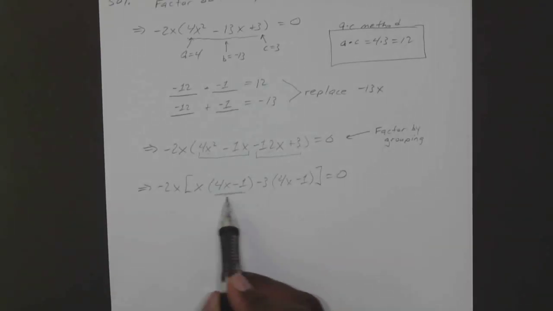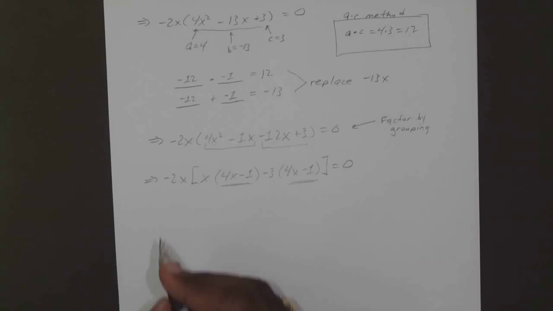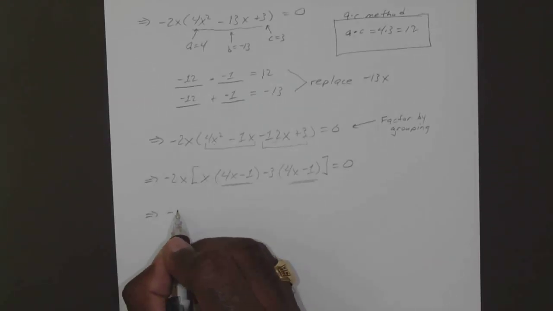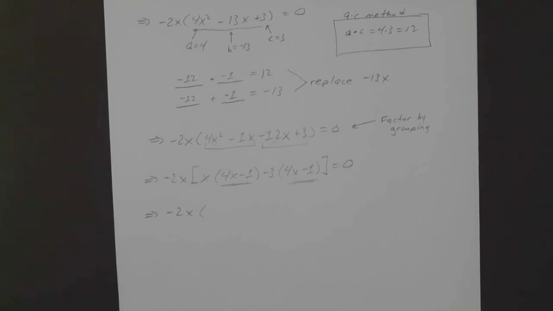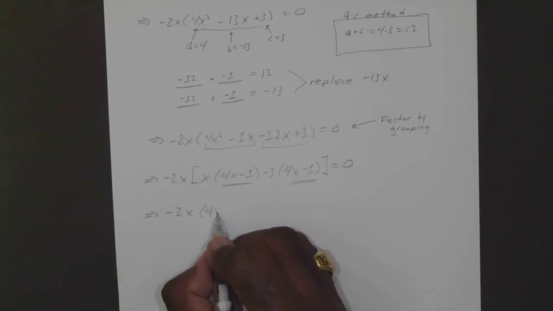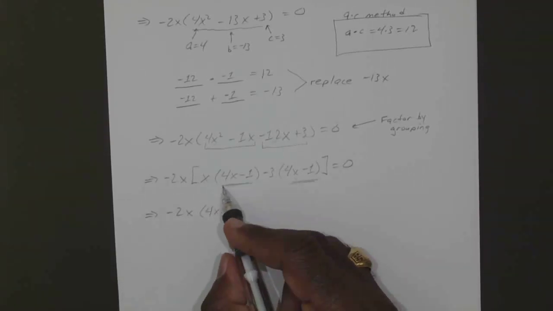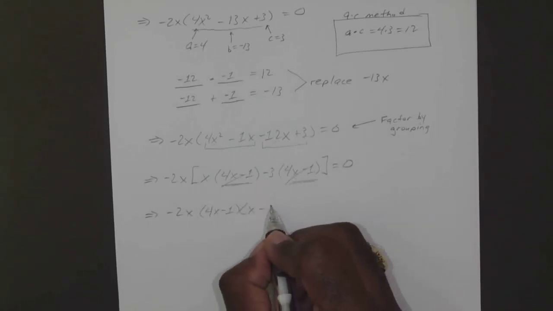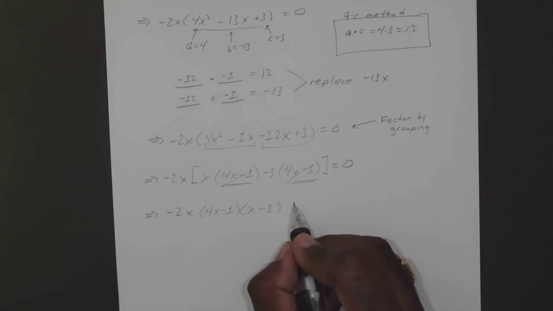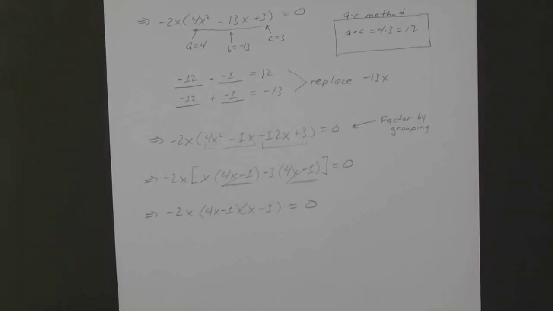Okay, so we have our common binomial. So that leaves us with negative 2x. Factor that 4x minus 1 out. And whatever is left goes into the other parentheses, which is x minus 3 equals 0. Okay, so we have it factored out. So now we just set each of them to 0.